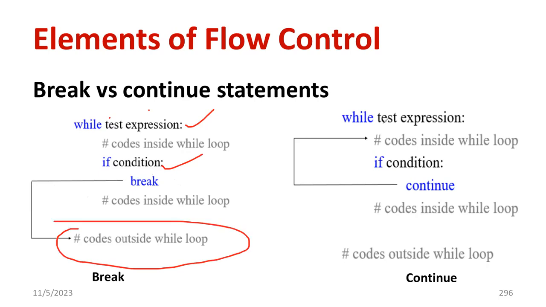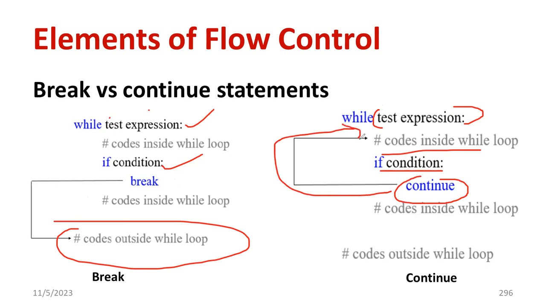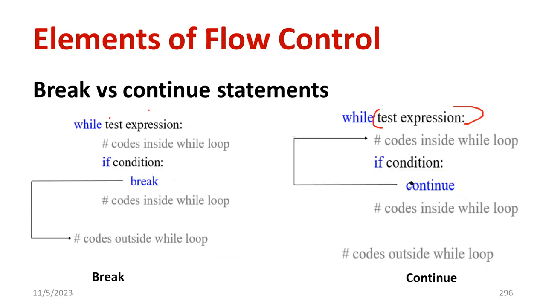If I go for the continue statement, here you have to give the test expression, while the condition, while true or while false. Write the code here. If the condition, then continue. It will skip, come back, and receive the particular information. So this is regarding the continue statement. These are the two important loop control statements used in Python programming.